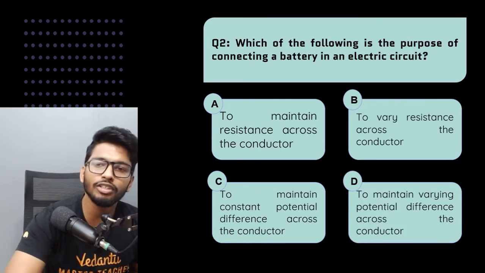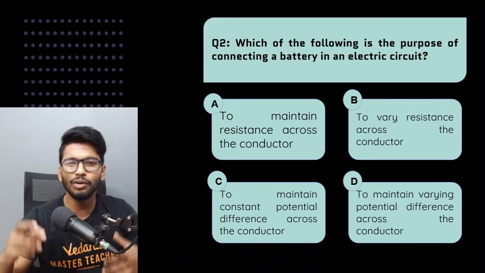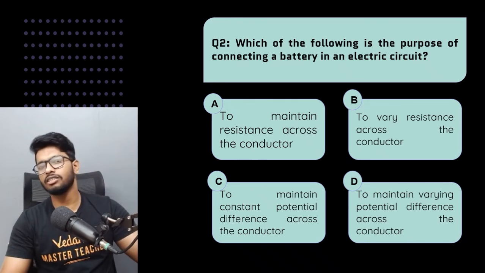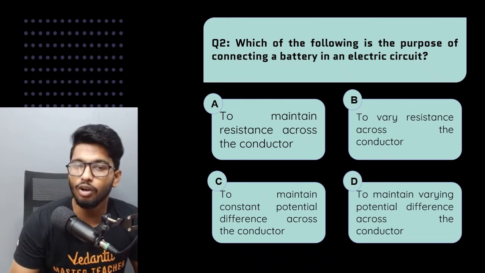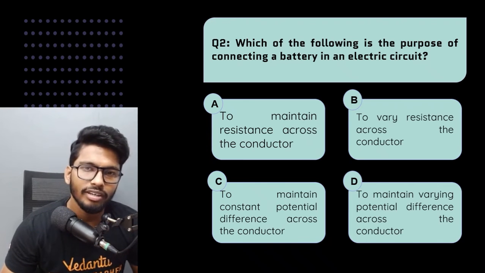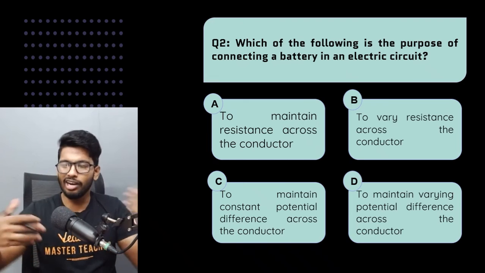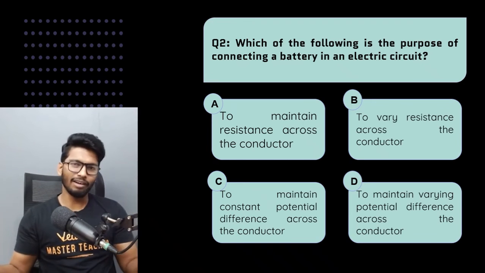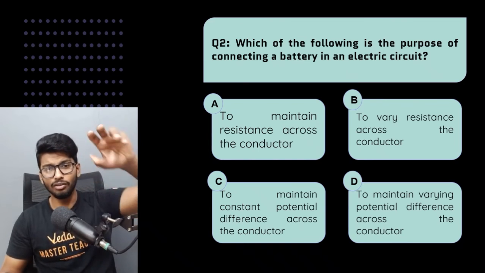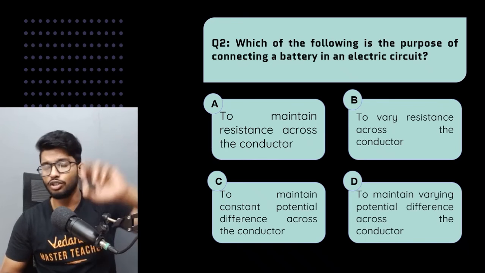Next one. Which of the following is the purpose of connecting a battery to an electric circuit? Why do you connect a battery to it? To maintain the resistance across the conductor, to vary the resistance across the conductor, to maintain the constant potential difference across the conductor, to maintain varying potential difference across the conductor. Why do we connect a battery? Like, what is the reason that you have to connect a battery to a circuit? Why can't you just do it as it is? Answer it, people. I'll let you know the answer in 10 seconds. You guys figure it out. Pause the video if you need more time, but I'll give you the answer in 5, 4, 3, 2, 1.